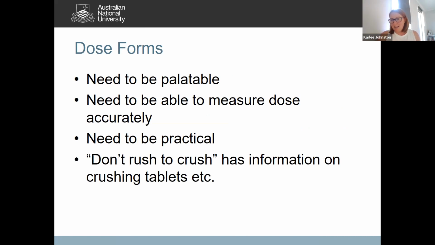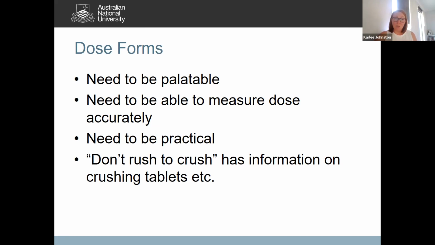Now, remember, when it comes to giving children medicines, we have to think about how they're going to take them. They need to be tasty. If a child doesn't like the taste, they won't take it. They don't care that it makes them better. They're just not going to. Unfortunately, it really, really matters. So we need it to be palatable. We need them to actually take it.